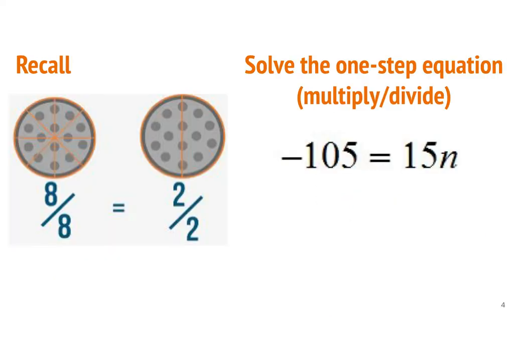Now we want to look at one-step equations, but in this case we want to multiply or divide. So I want you to remember what the fraction 8/8 actually means. If I have 8 of something, of the possible 8, that means I have the entire thing. If I have 8 slices out of the possible 8 slices in a pie, I have the entire pie. So I have one whole. And if I have 2 halves, that is the same thing as having one whole.